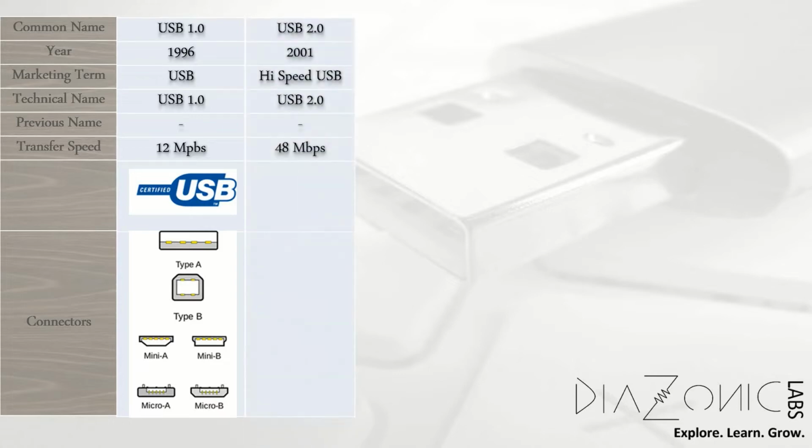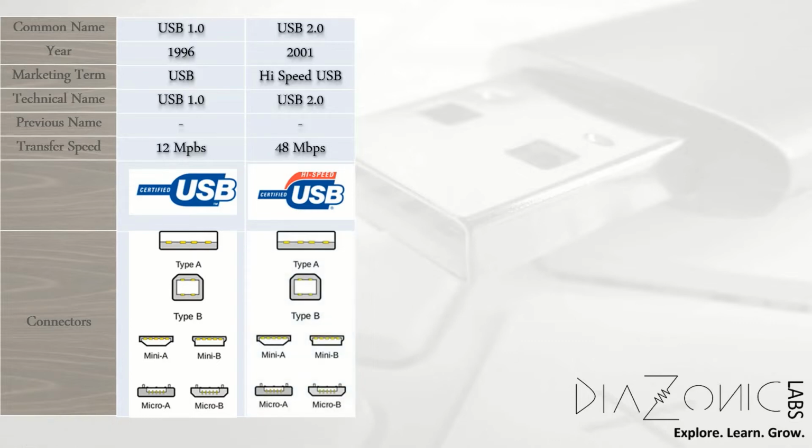The next module was USB 2.0, second generation USB. This was published in 2001. This was called high speed USB. If you see the logo of it, it says certified high speed USB. So its technical name is USB 2.0. The transfer speed of this is 480 megabits per second. And the connectors remained the same. All the connectors were exactly the same, just that the transfer speed was increased.